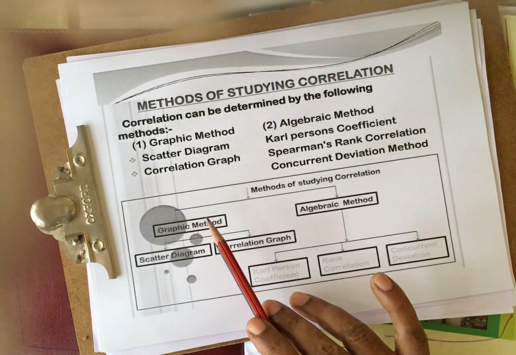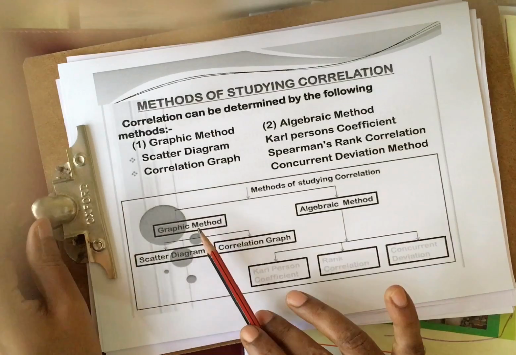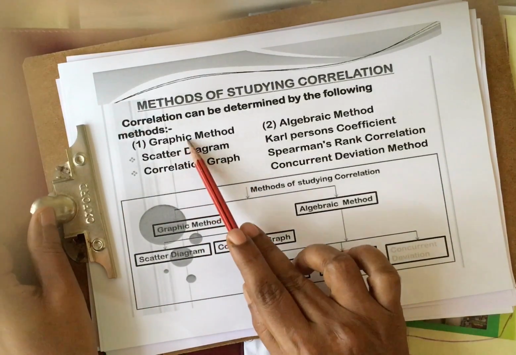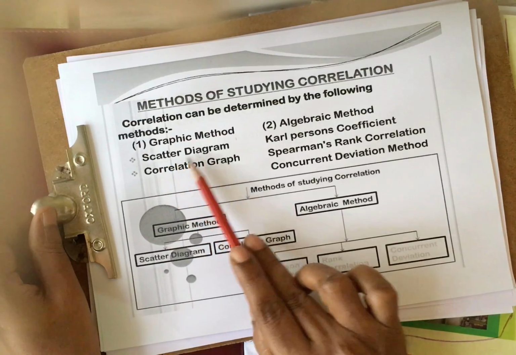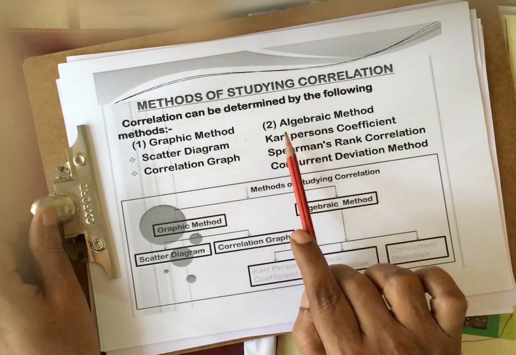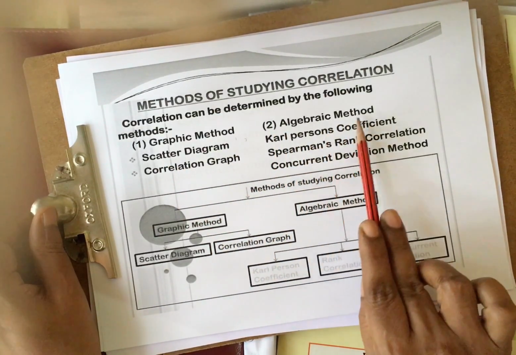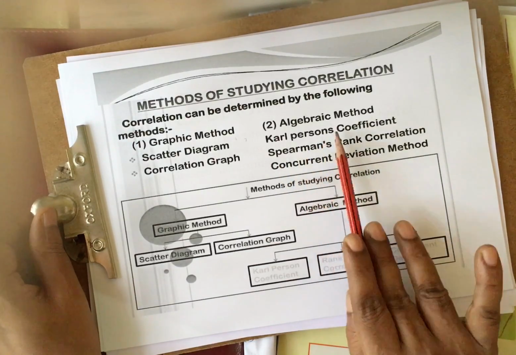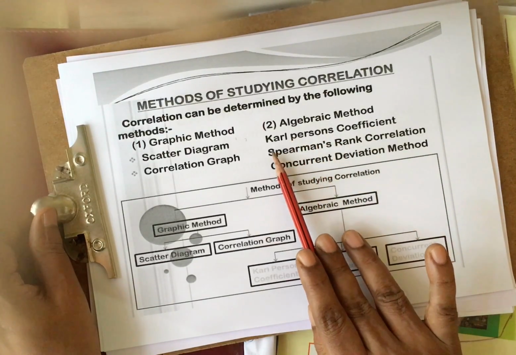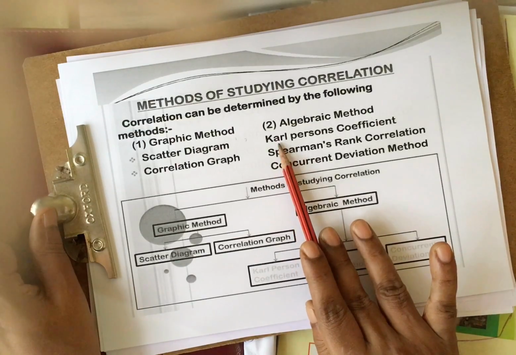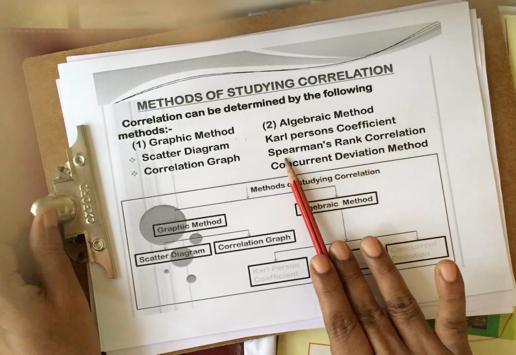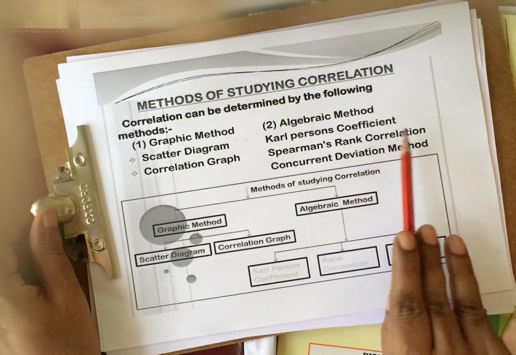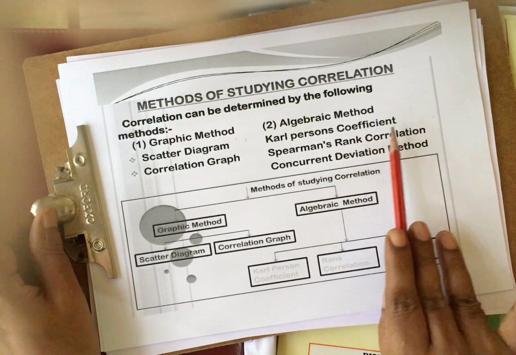So for calculation purpose here, one is the graphic method, under which we have only the scatter diagram. The second one is called the algebraic method. This is a mathematical method, under which we need to study only two methods: one is Karl Pearson coefficient of correlation, and the second one is Spearman's rank correlation. These two are under study.